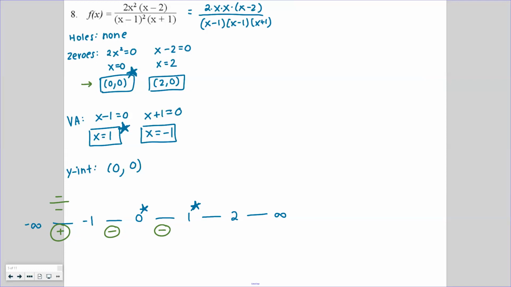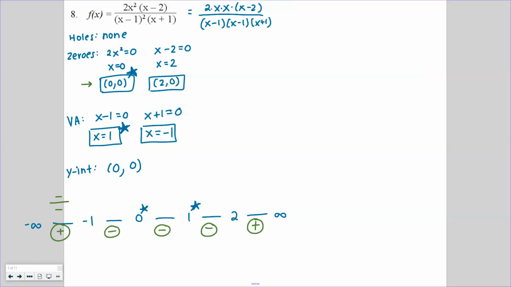So same thing with one in our sign chart. We have a double vertical asymptote here. The sign is not going to change around one as well. But there was nothing special about two. So with two, if the sign is negative on the left, then we're going to change on the right. Okay, just a shortcut there.